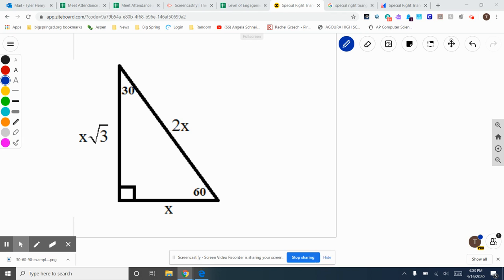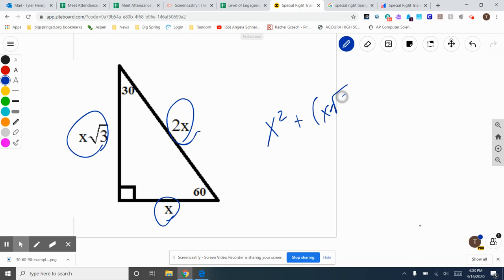So you can see if we have a 30, 60, 90 triangle and we have one leg that's x, we have another leg that would be x times root 3, and then the hypotenuse would be 2x. So the hypotenuse gets a little easier, leg gets a little tougher. Now if we would try this with Pythagorean theorem, we could see, hopefully, that it works out.